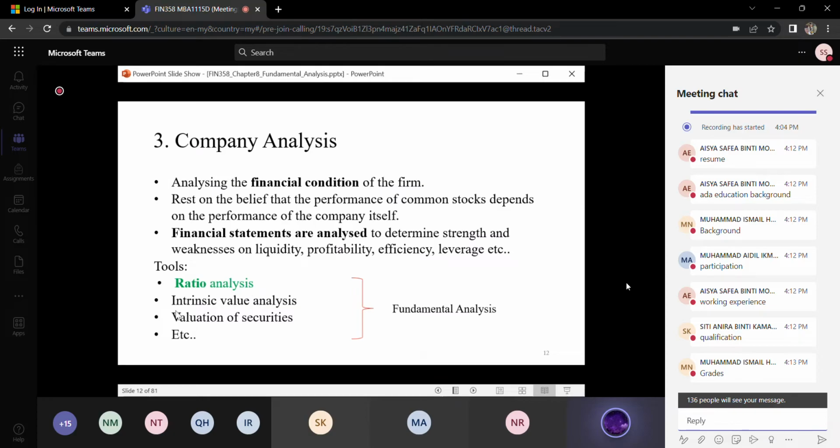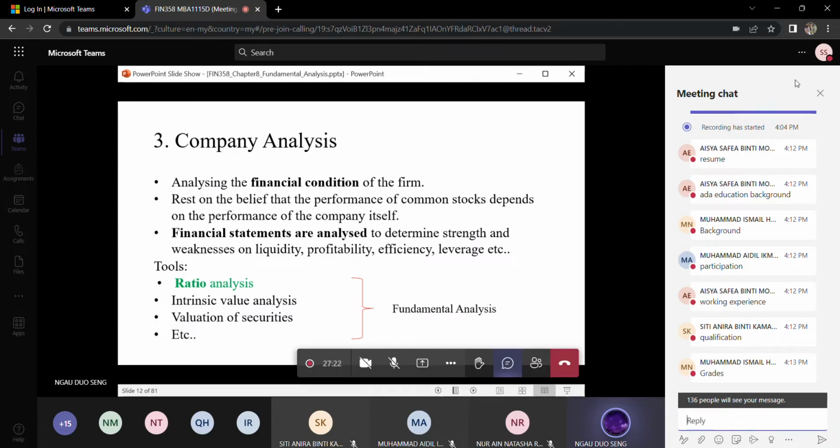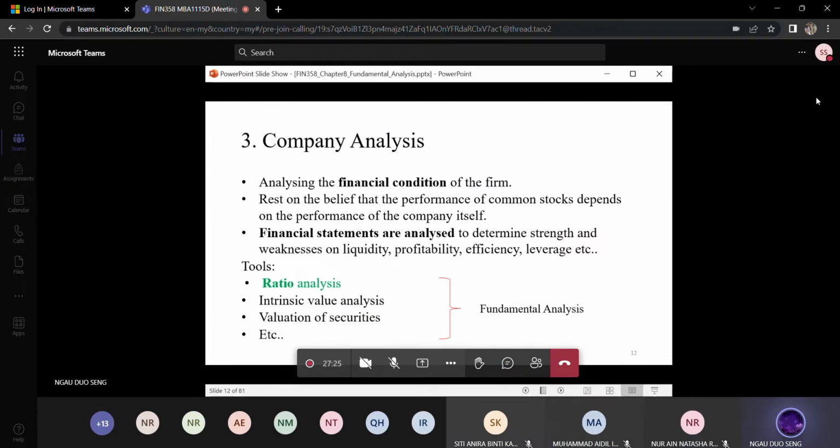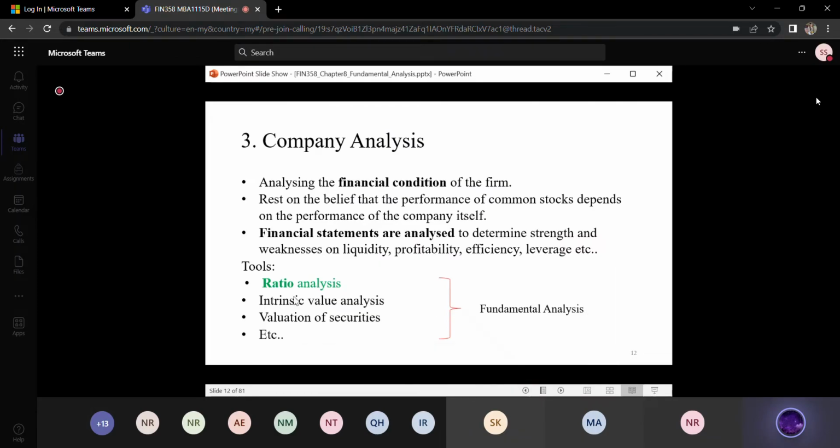So in that intrinsic value analysis, valuation of security. This one kita dah belajar intrinsic. Yang kita guna formula untuk calculate a bond, common stock. That one we call intrinsic value. So in this chapter kita akan fokus on ratio analysis. So yang ini semua kita panggil fundamental analysis.